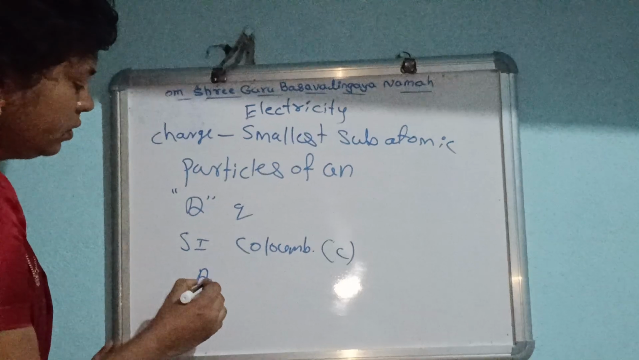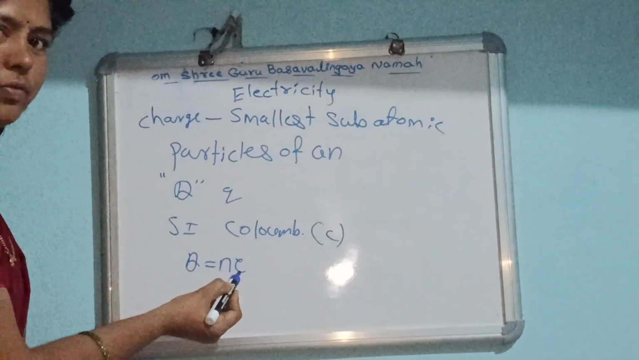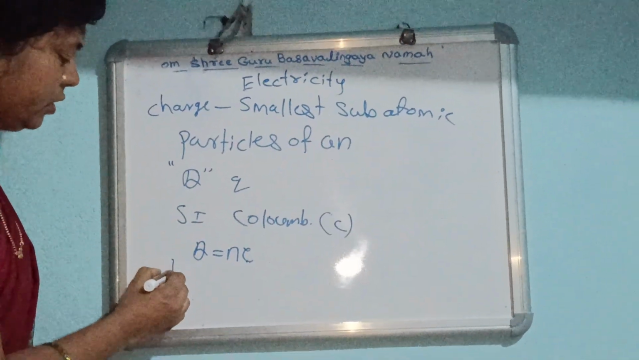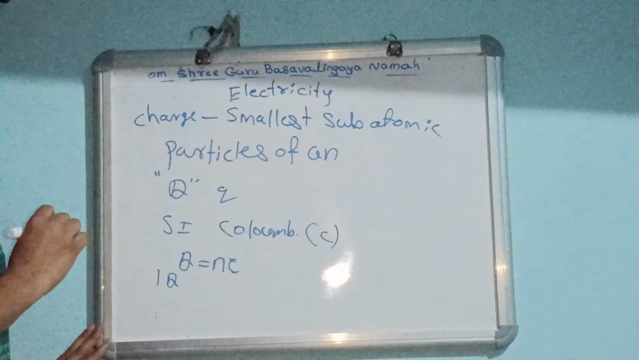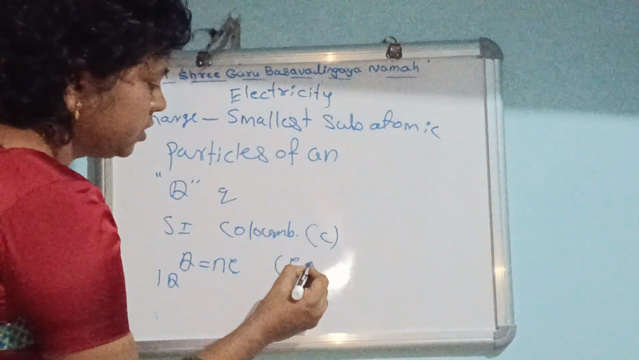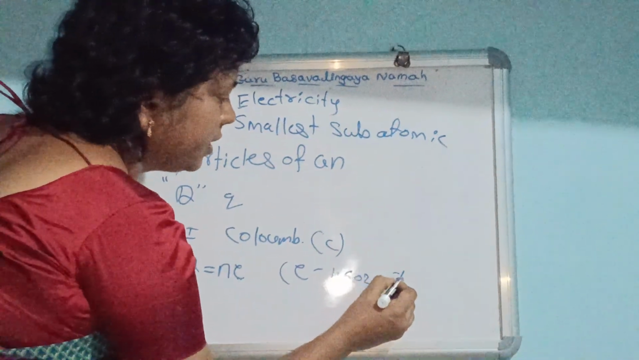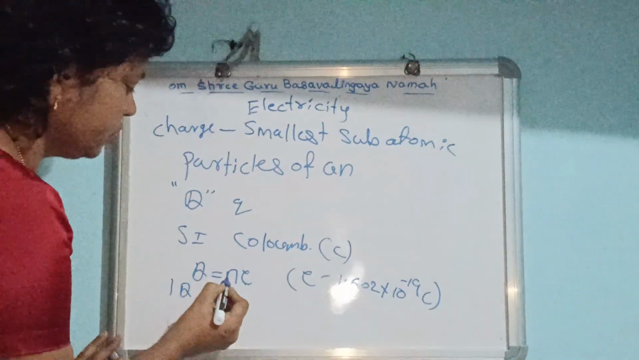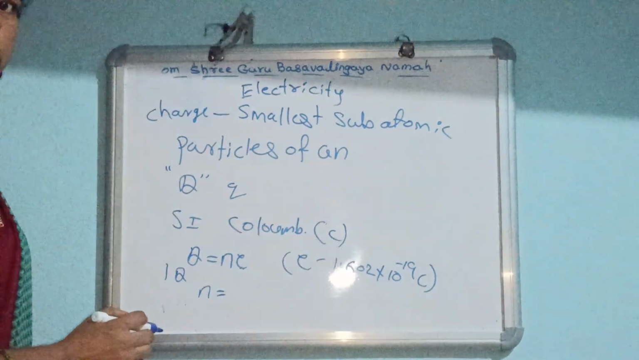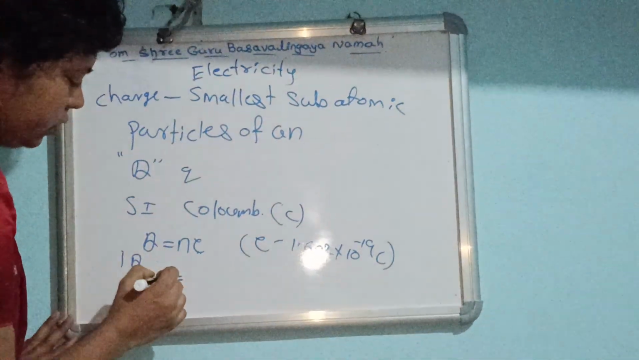Q equals n times e, where e is the charge of an electron and n is the number of electrons. Suppose we take Q to be 1 coulomb. We know that the charge of an electron is 1.602 × 10^-19 coulomb. So n is the number of electrons required for 1 coulomb of charge through the conductor with respect to time.